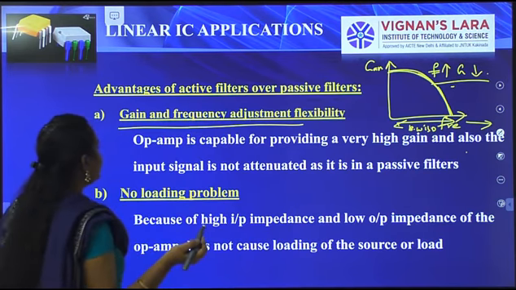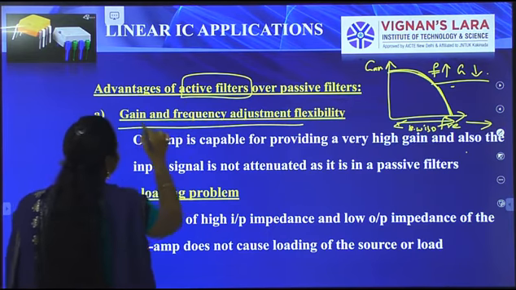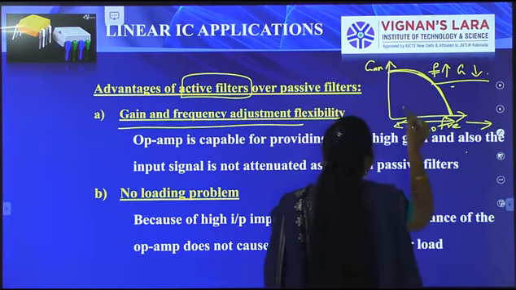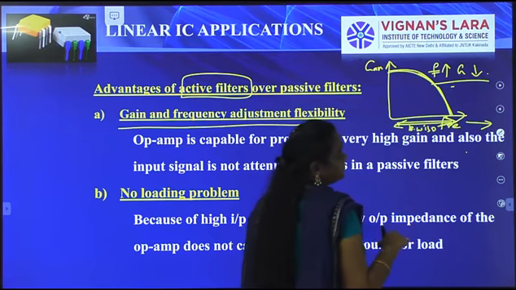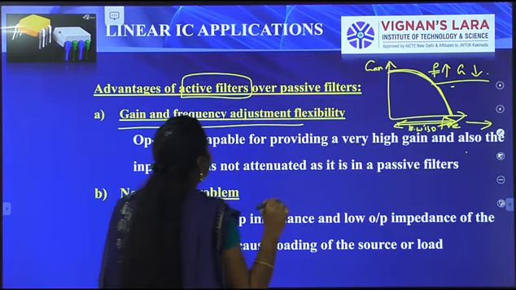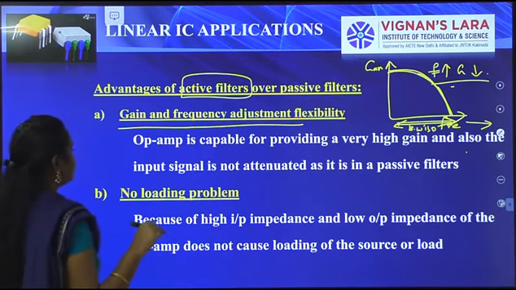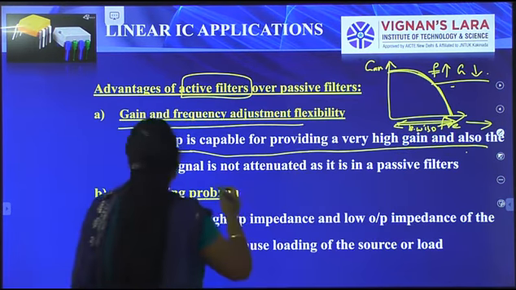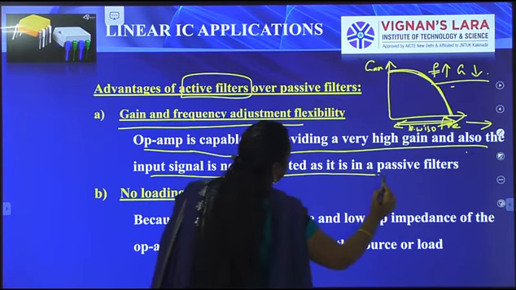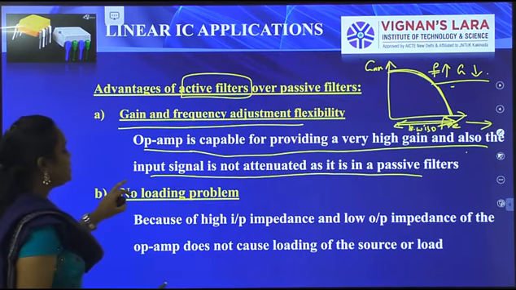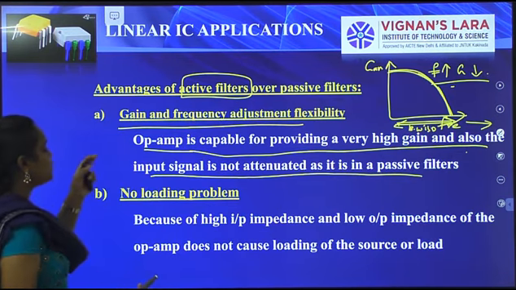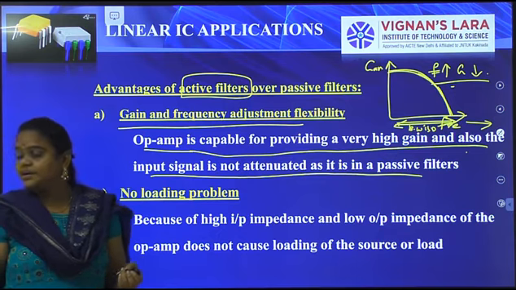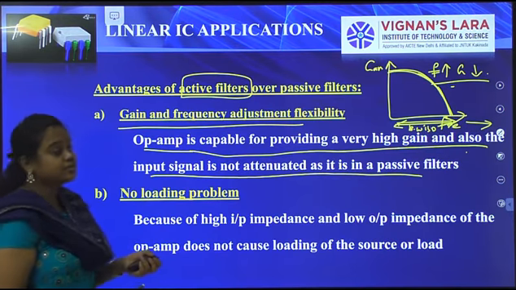Here we have the advantage of using active filters: gain and frequency adjustment flexibility. That means whenever we want the gain to be less when we are increasing the frequency, adjustment flexibility is available in the active filters, other than using the passive filters. Op amp is capable of providing a very high gain, and also the input signal is not attenuated as it is in passive filters. When using these active filters, it can provide a very high gain, and the input signal is not attenuated.